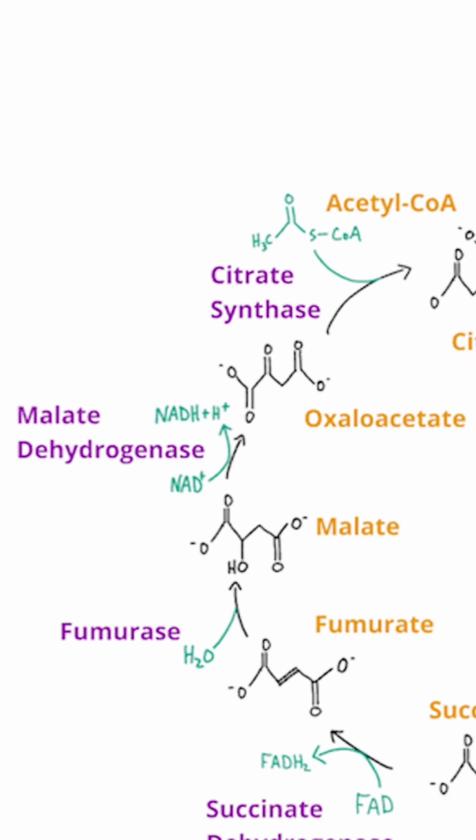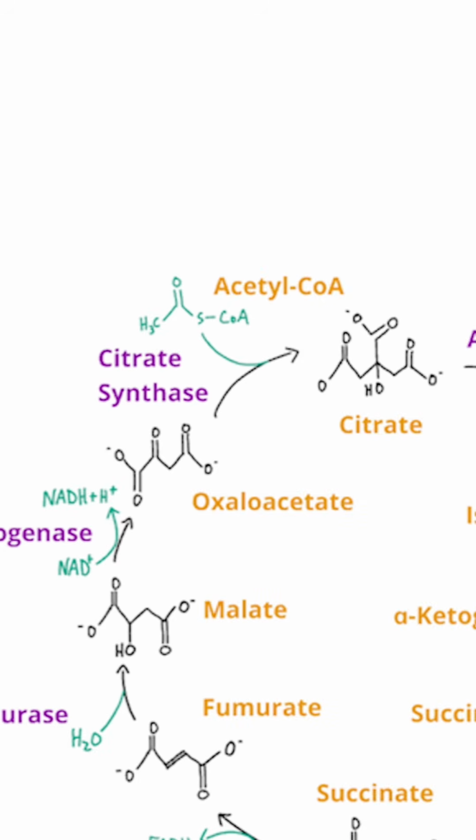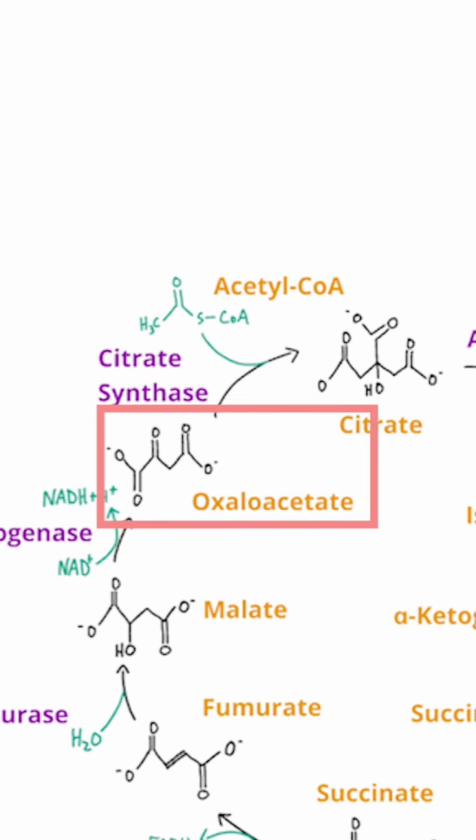This enzyme reduces another molecule of NAD+ to produce another NADH. This step also produces oxaloacetate, so we're back to the beginning of the cycle. And to continue the cycle, you would need to add another acetyl coenzyme A.